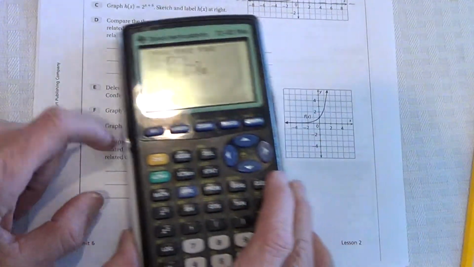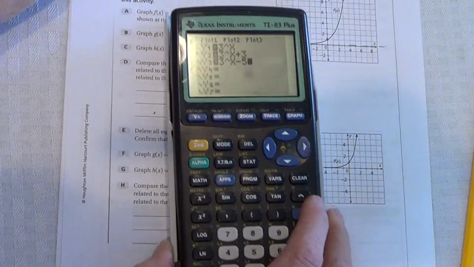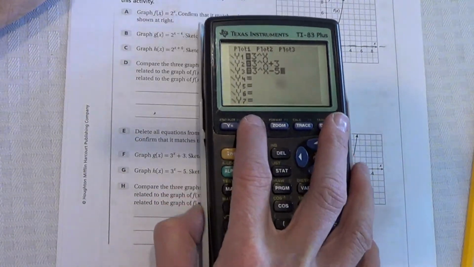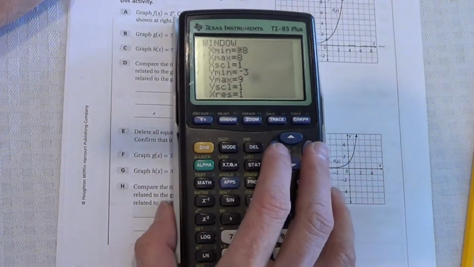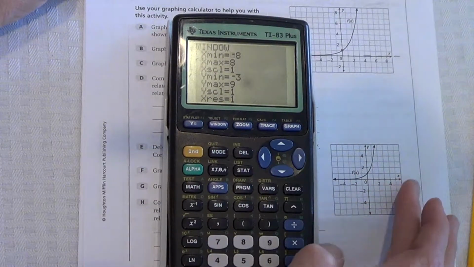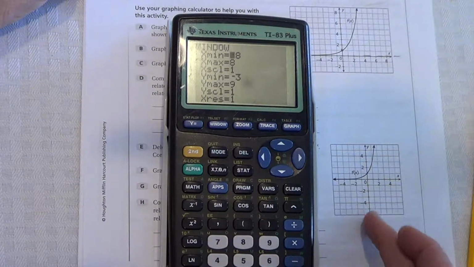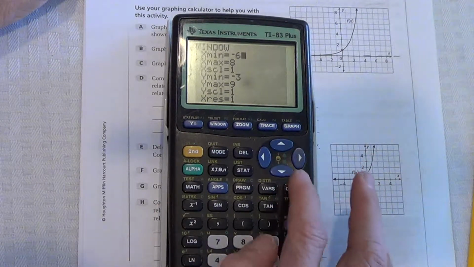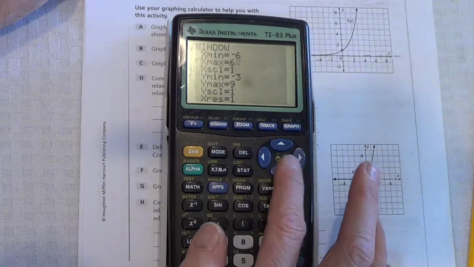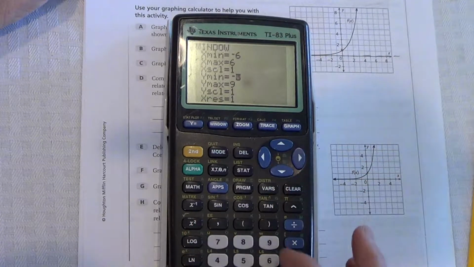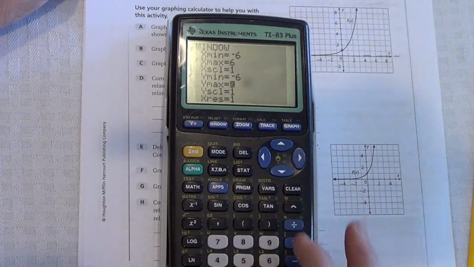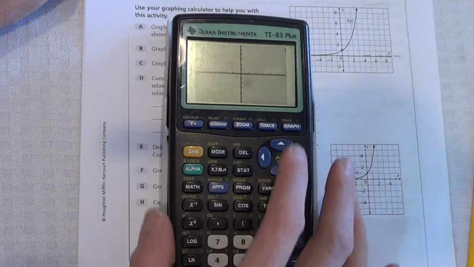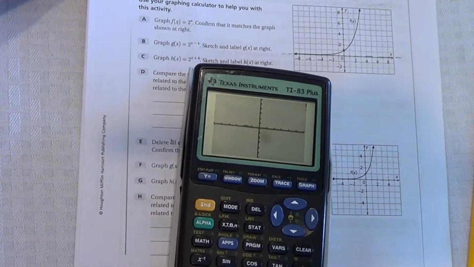Okay, now is our window about the same? No, it's not. So I would switch the window. I would switch it just like on your graph. It goes to about 6, 6, 6, and 6. This is always nice so that it just matches with what your paper has.